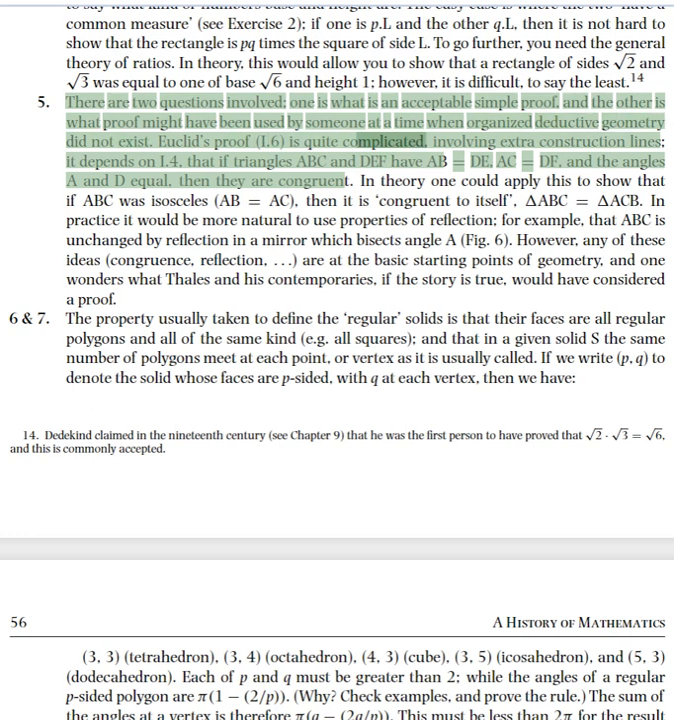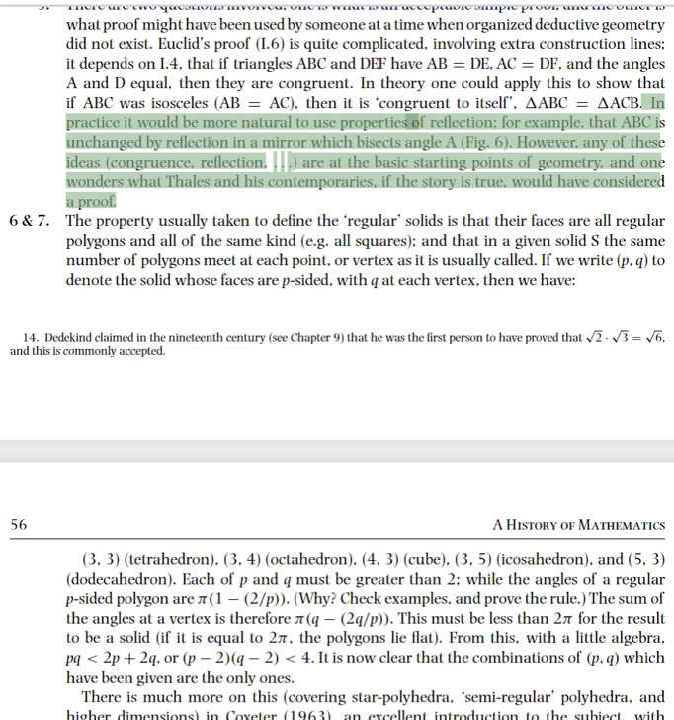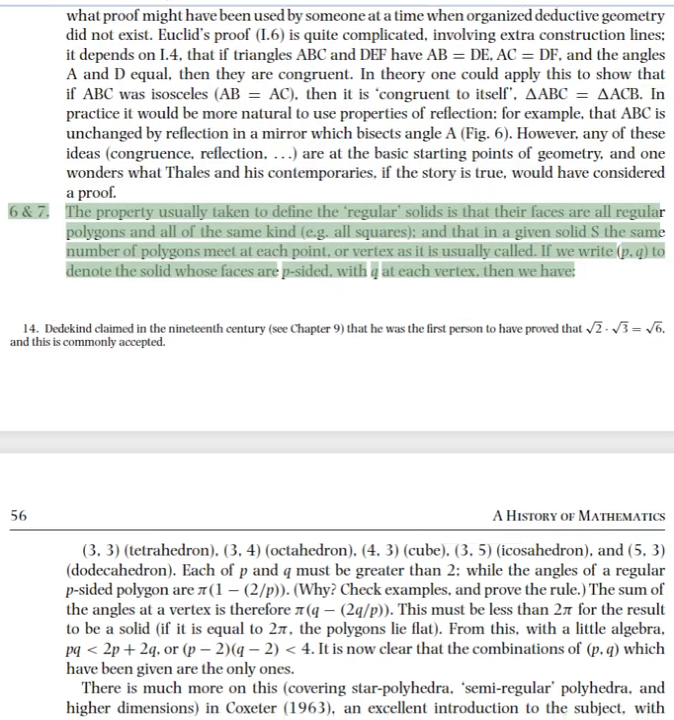Euclid's proof is quite complicated, involving extra construction lines. It depends on I.4, that if triangles ABC and DEF have AB equals DE, AC equals DF, and the angles A and D equal, then they are congruent. In theory, one could apply this to show that if ABC was isosceles, then it is congruent to itself, ABC equals ACB. In practice, it would be more natural to use properties of reflection, for example, that ABC is unchanged by reflection in a mirror which bisects angle A. However, any of these ideas are at the basic starting points of geometry, and one wonders what Thales and his contemporaries, if the story is true, would have considered a proof.